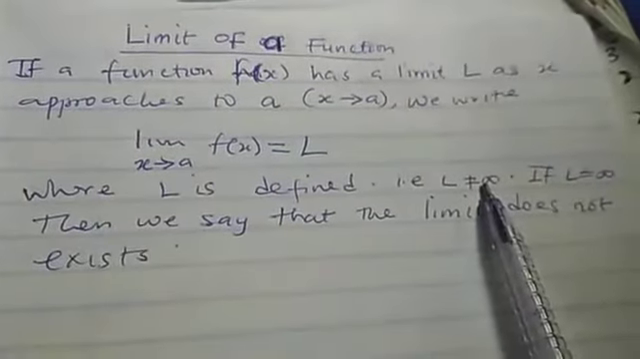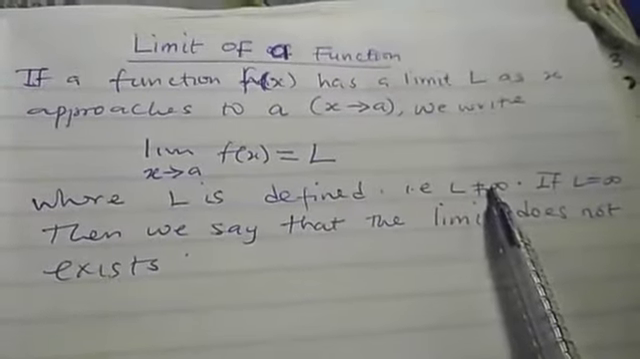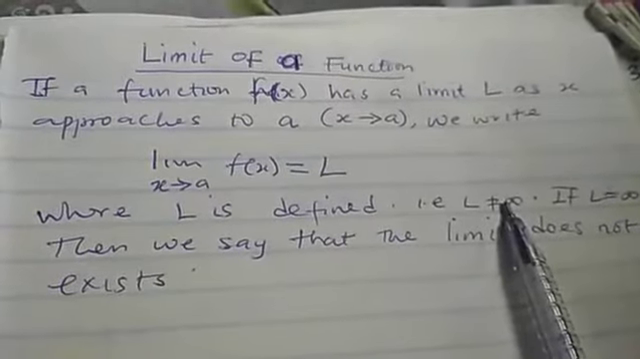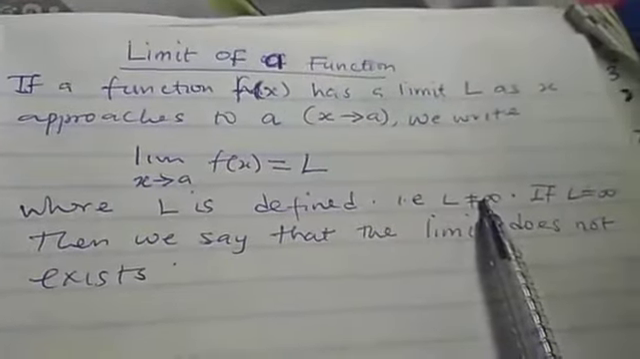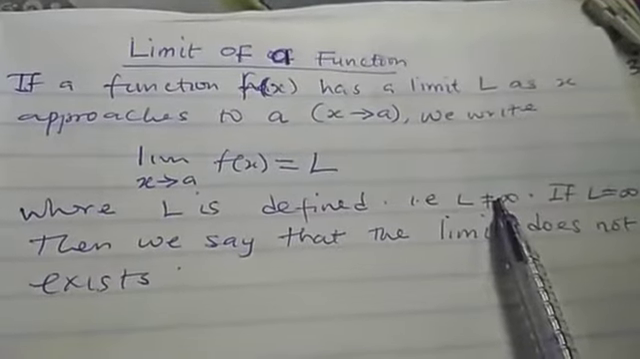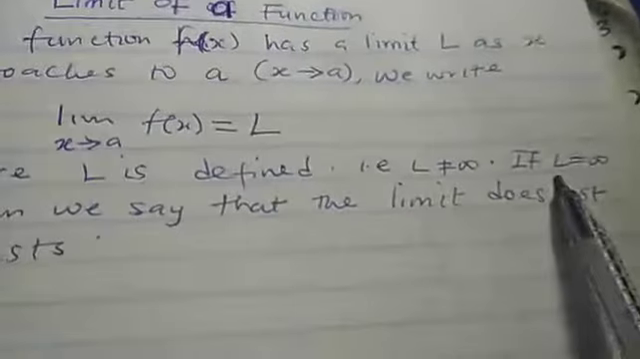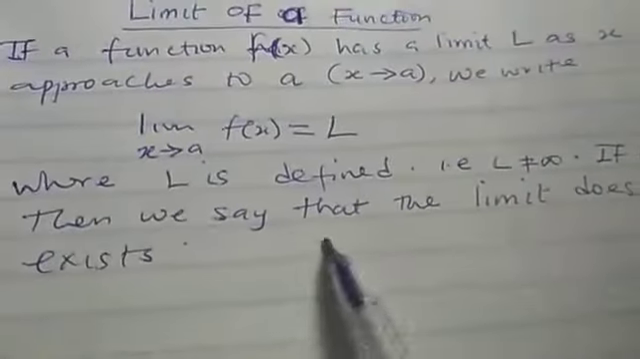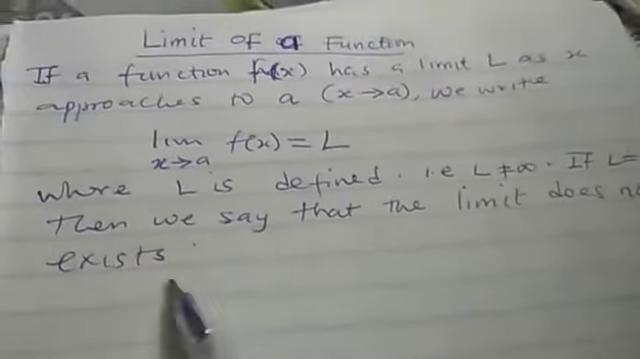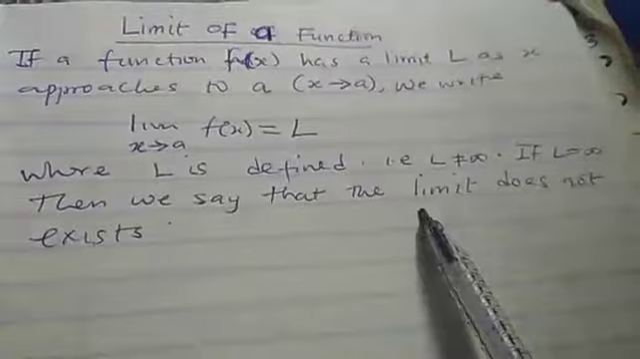Infinity simply means that if you have a fraction that is over 0, for example 2 over 0 is infinity, 10 over 0 is infinity. But if you don't have that, the limit is not infinite. So if the limit is infinity, then we say that the limit does not exist. That is what we say.